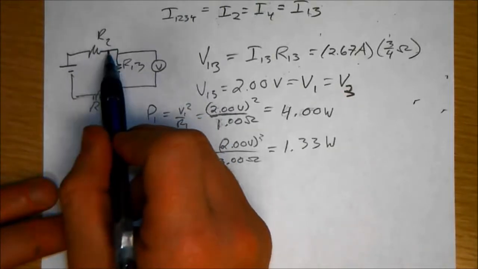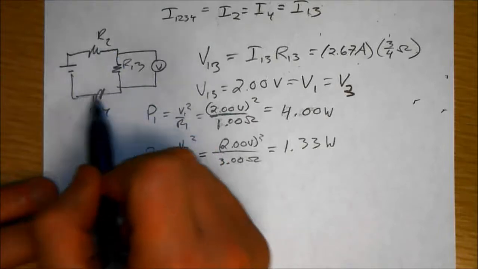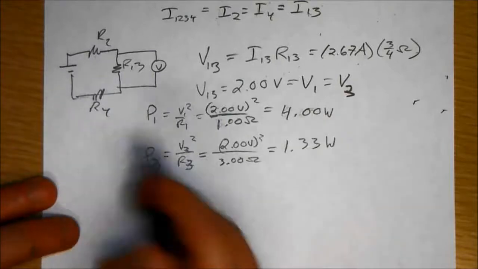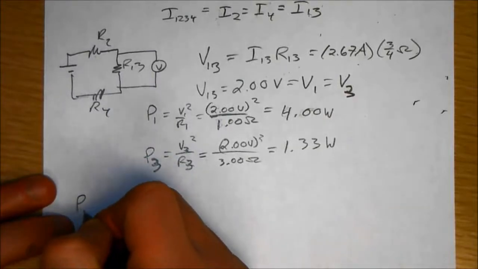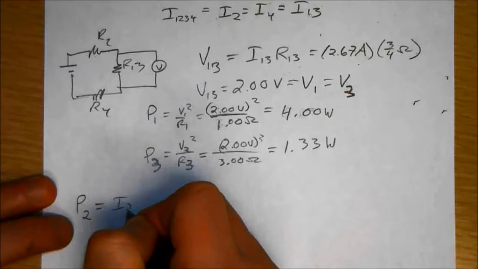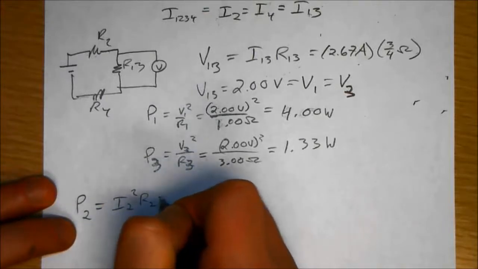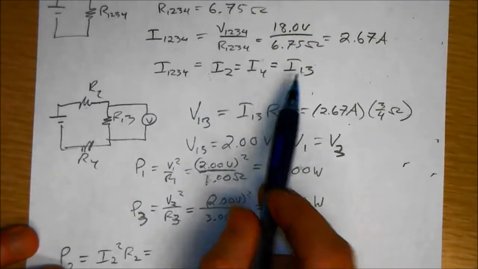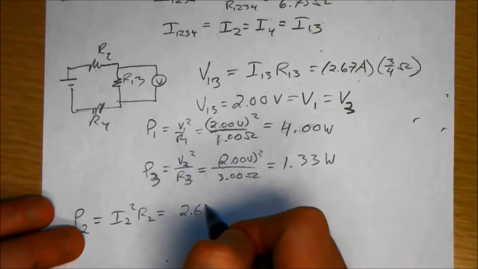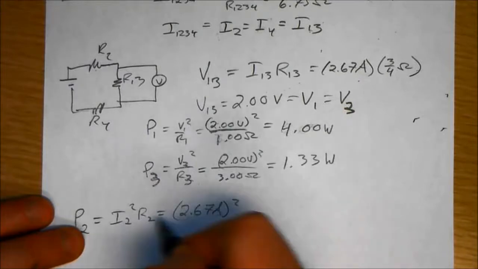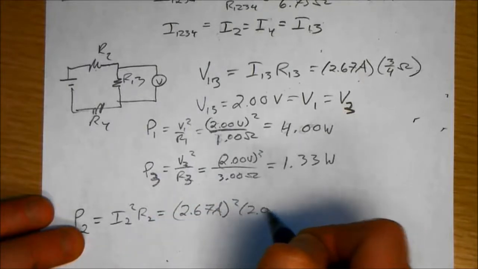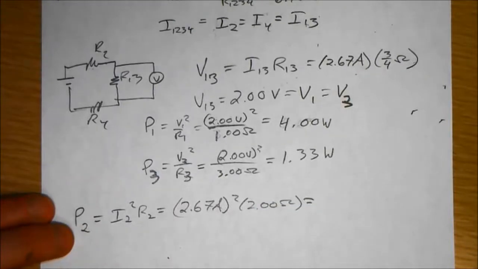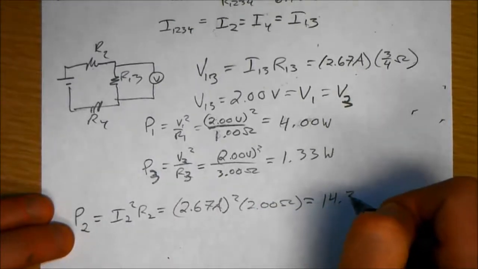We don't have the voltage drop across each one of them. They're going to all add up to 18, the voltage of the battery, but we do have the current through it. So P2 is I2 squared R2, and the current through R2 is going to be the same as the current through the whole circuit, so that's 2.67 amps squared times R2, which is 2 ohms. That power is then 14.3 watts.